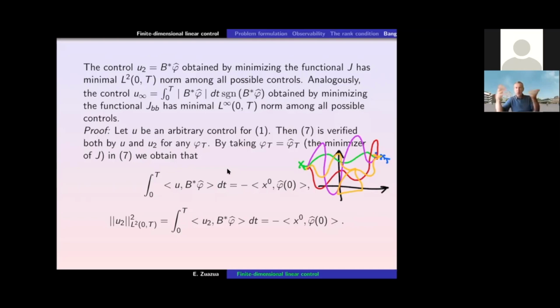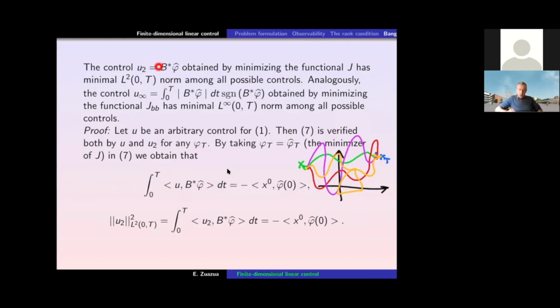The question is, what is the one in which I am consuming less gasoline, right? What is the one that is optimal in the sense that the norm of the control I'm using is the least? And the point I'm making here is that the way we are building the controls guarantees that in the original case, the control is of minimal L2 norm. And in the case of bang-bang control, the control is of minimal L infinity norm. Okay. Why is that?